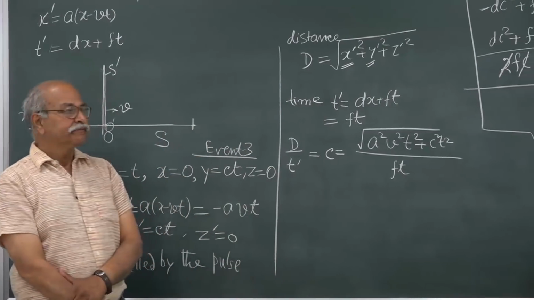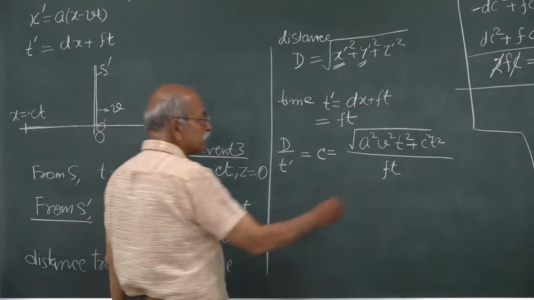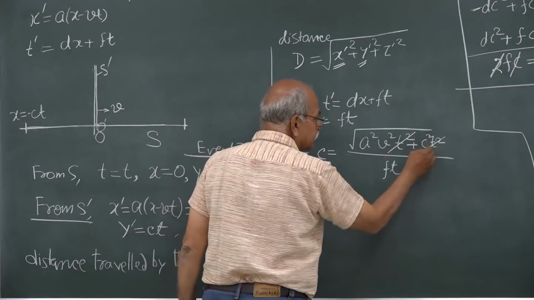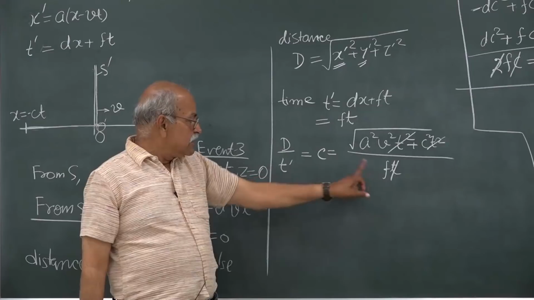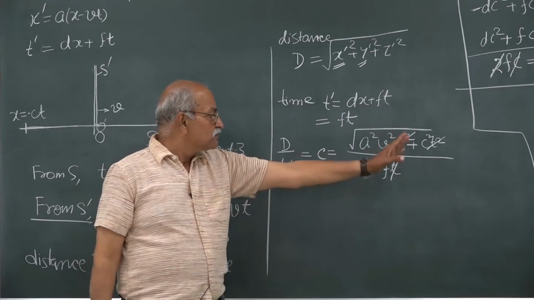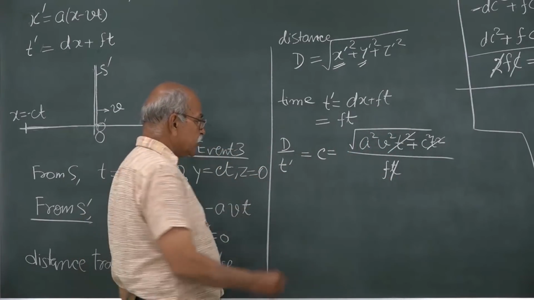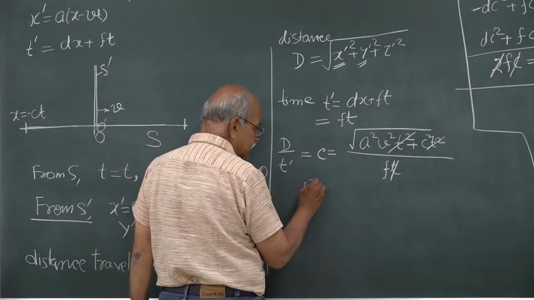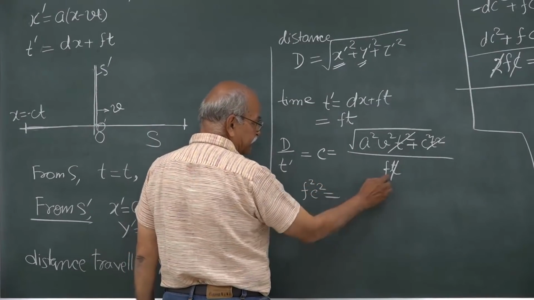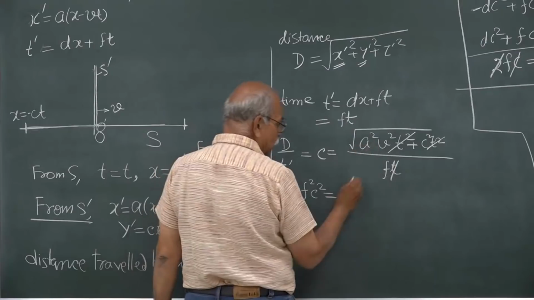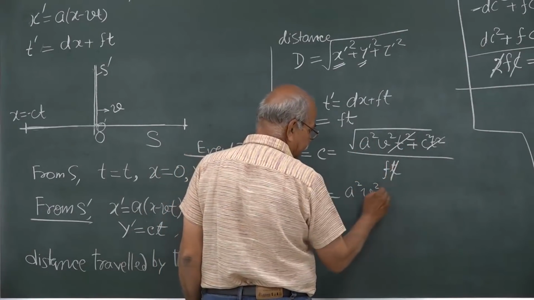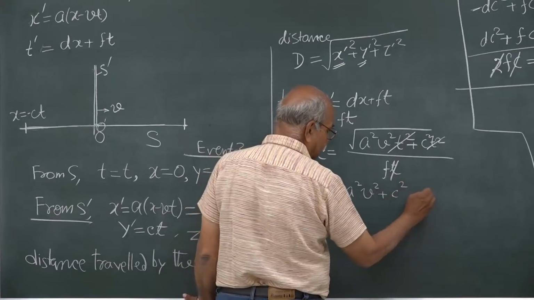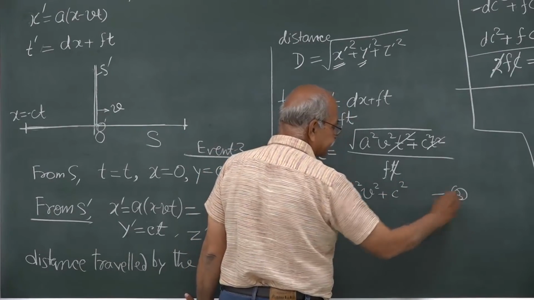This is it. So, t cancels out, this t here, this t here, this t here, that cancels out, and you have f into c is equal to the square root of this. So, square it, you have f square c square is equal to a square v square plus c square. This is our equation number 3.